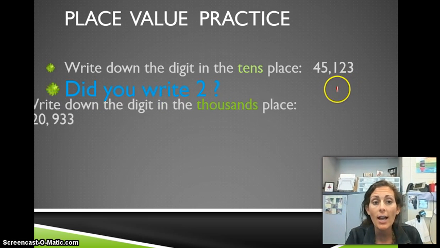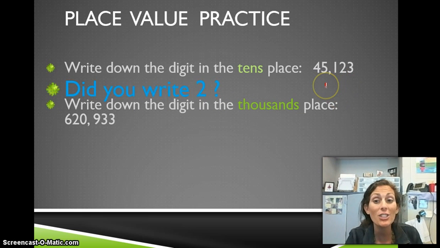The next one it's going to ask you is it says to write down the digit in the thousands place. And our number is 620,933. So the digit in the thousands place would be ones, tens, hundreds, thousands. The digit would be a 0.